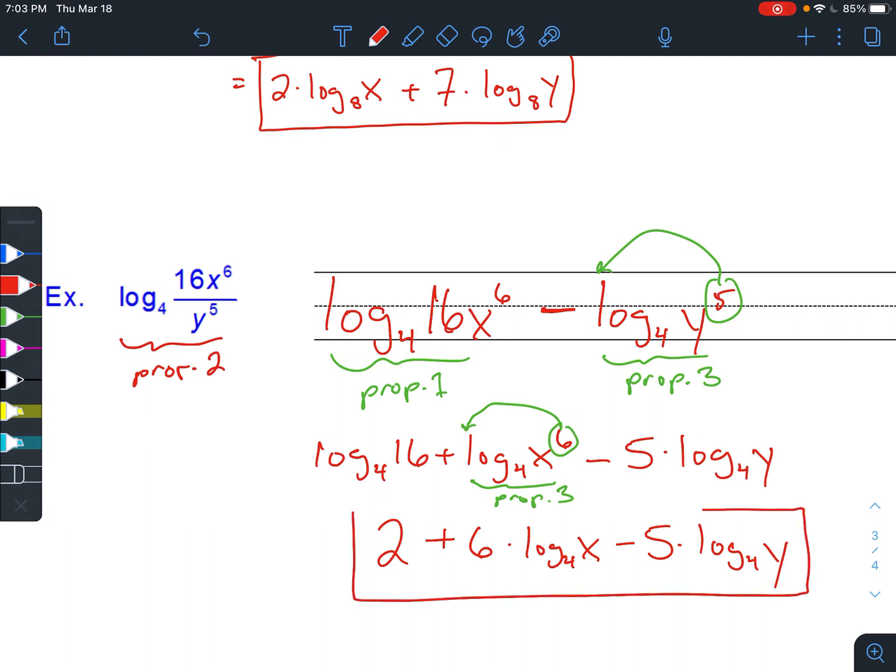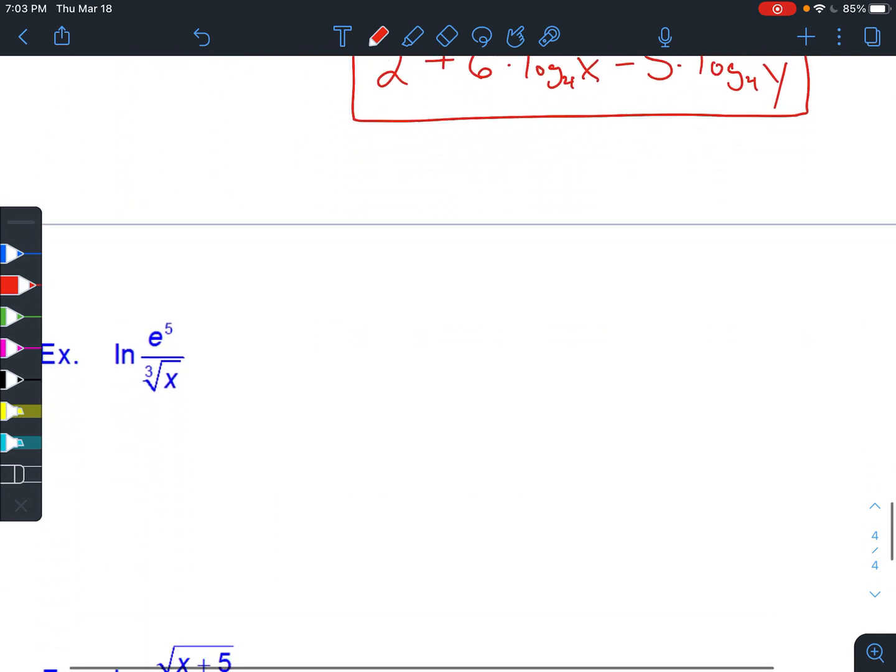Please resist the temptation to add the 2 and the 6 together, get an 8, because the 2 is just a regular number and the 6 has that log attached to it, so they're not like terms. Don't do anything with them. All right, a few more to go here.